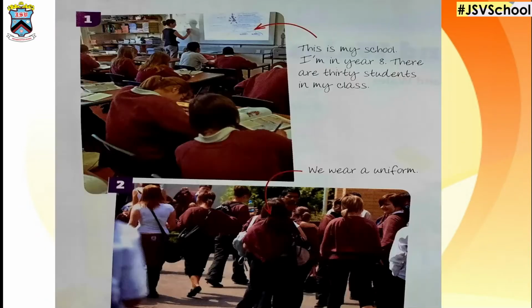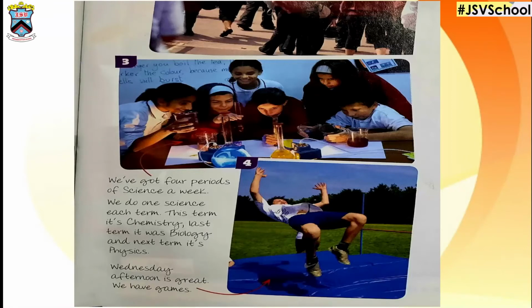Now turn to page 35 of your book. Look at the collage of Erica's timetable and activities in her school. Picture number 1. This is my school. I'm in year 8. There are 30 students in my class. Picture number 2. We wear a uniform. Picture number 3. We've got 4 periods of science a week.